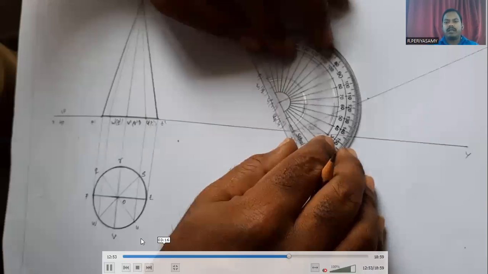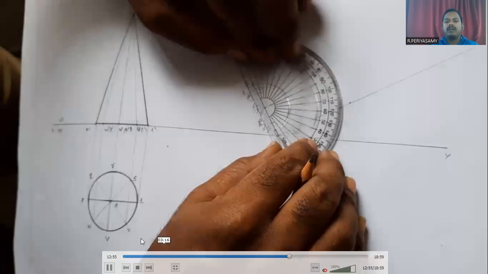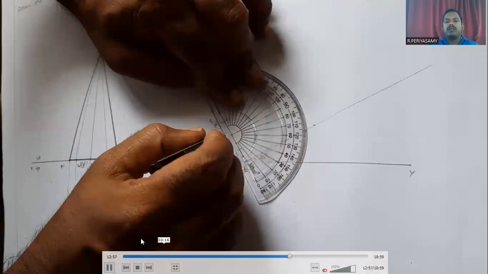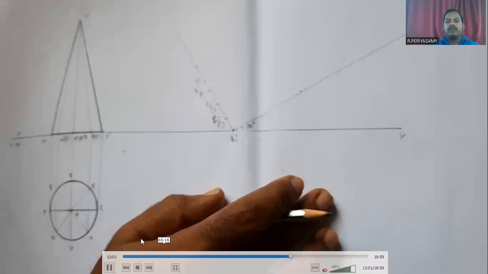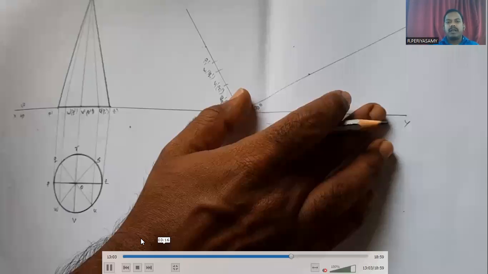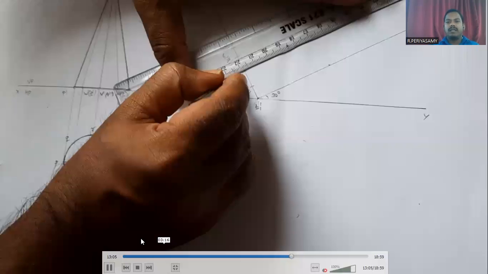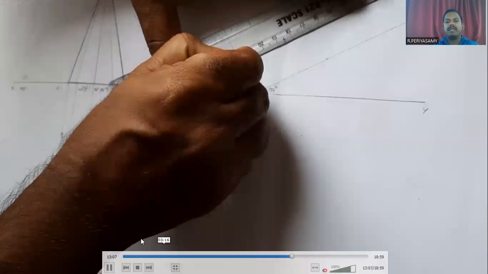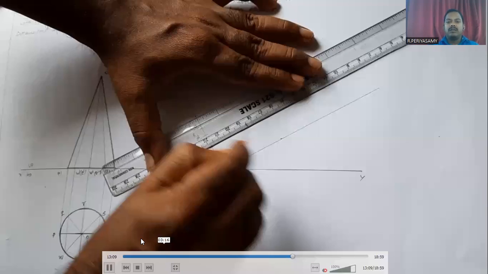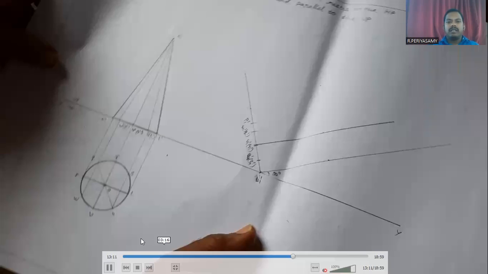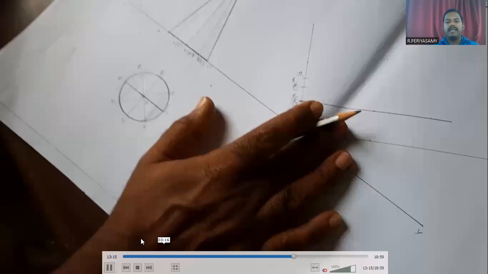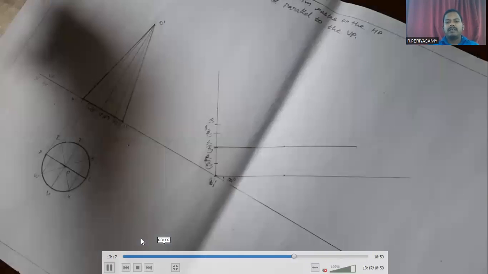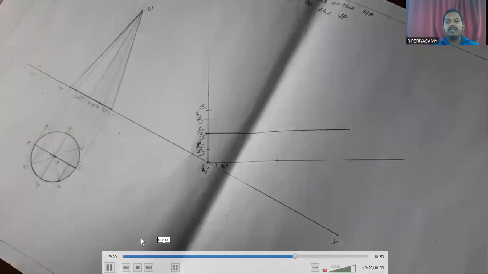We keep the protractor on the base line of the cone's base circle and mark 90 degrees. Okay, we draw the perpendicular line to V1 dash R1 dash. So perpendicular line means a 90 degree inclination line. Now we measure the V dash R dash to O dash distance. That is 80 mm. The axis or altitude of the cone is 80 mm.